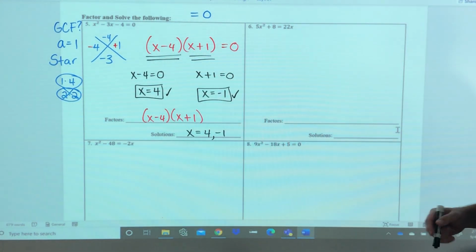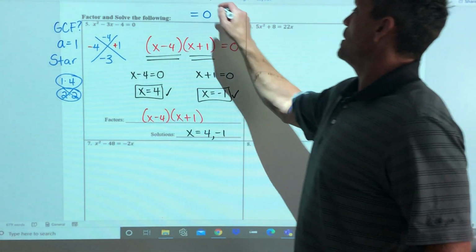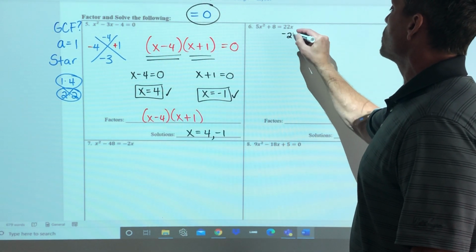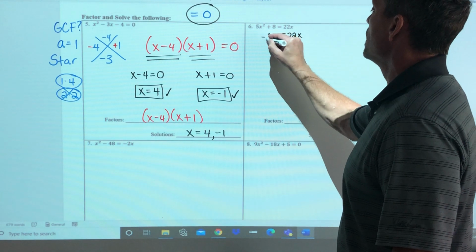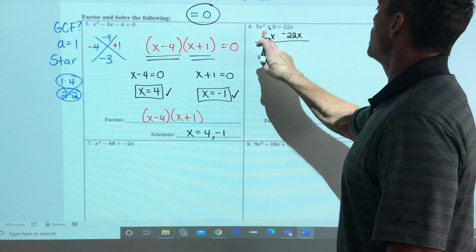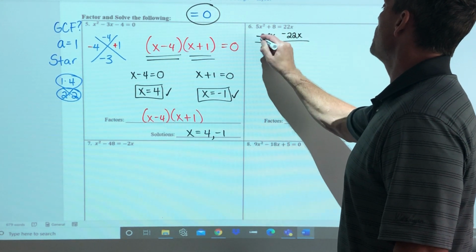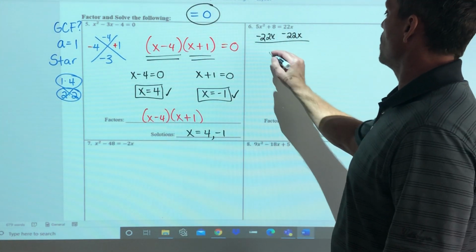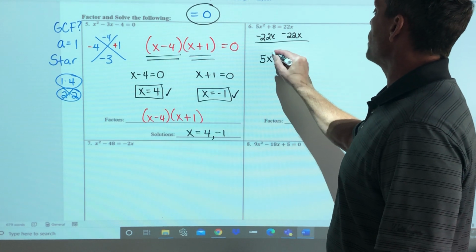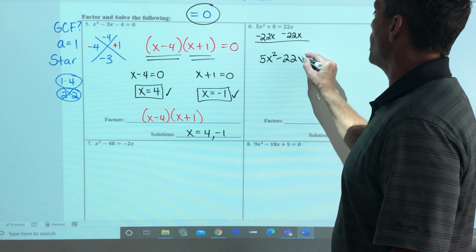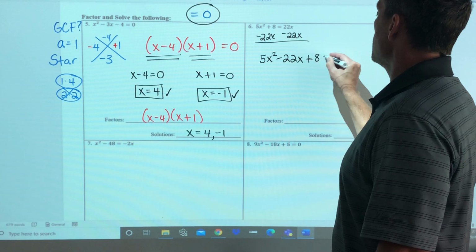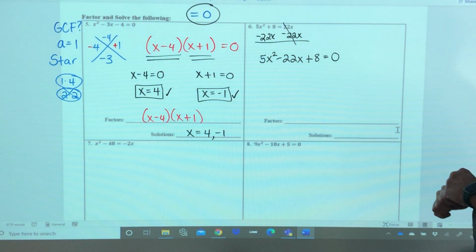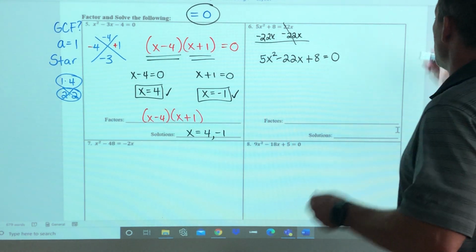The next one's a little bit different. Why is it different? Well, it's not equal to 0. If it's not equal to 0, you have to set it equal to 0. So I got to move some things. Here you want to write things in standard form, which basically means my squared term, then my x term, then my constant. So you will rewrite this as 5x squared minus 22x plus 8, and then this equals 0. This cancels, okay? All right, is there a GCF?